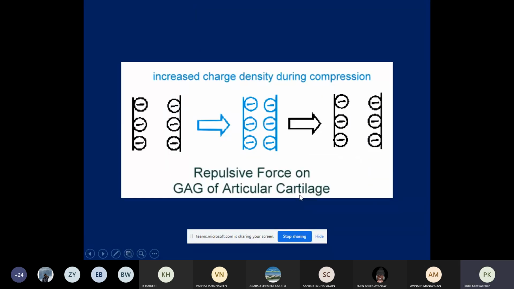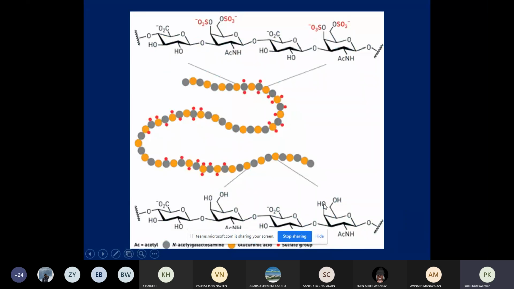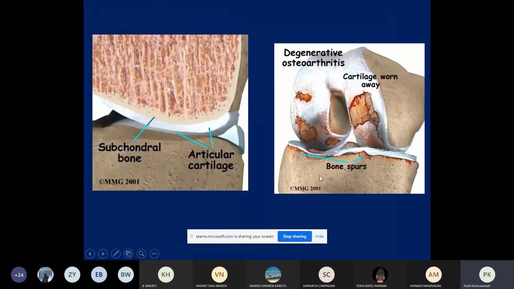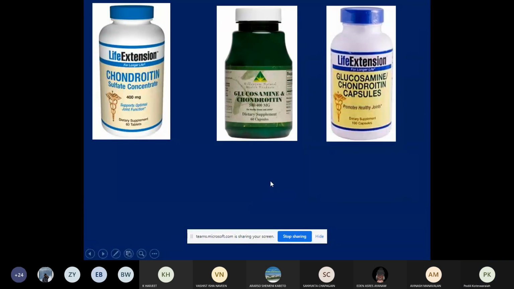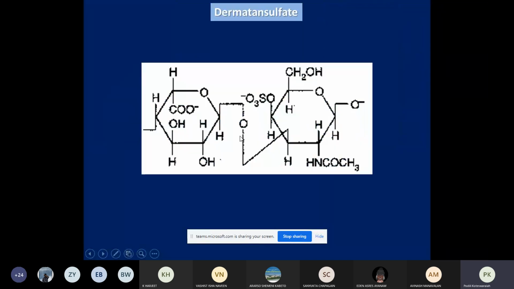As age increases, the chondroitin sulfate concentration in the cartilage decreases, and that's why chondroitin sulfate is used as a supplement for treating osteoarthritis, where wear and tear is present. Chondroitin sulfate is mainly present in the cartilage, and it provides tensile strength to the cartilage, tendons, and ligaments.